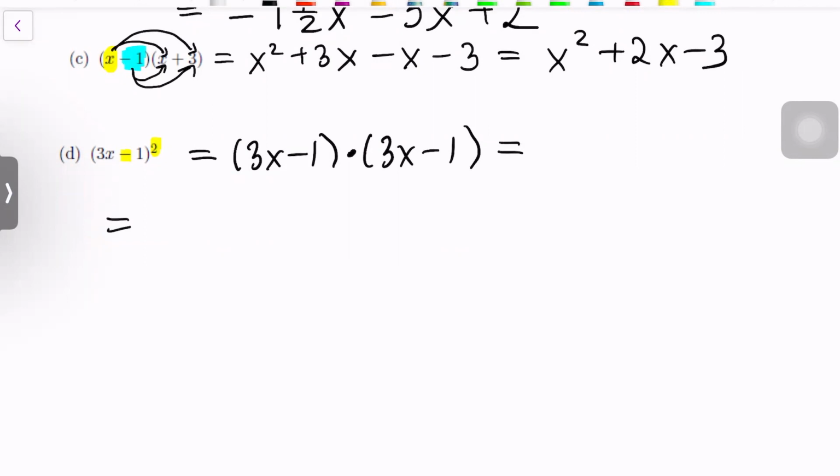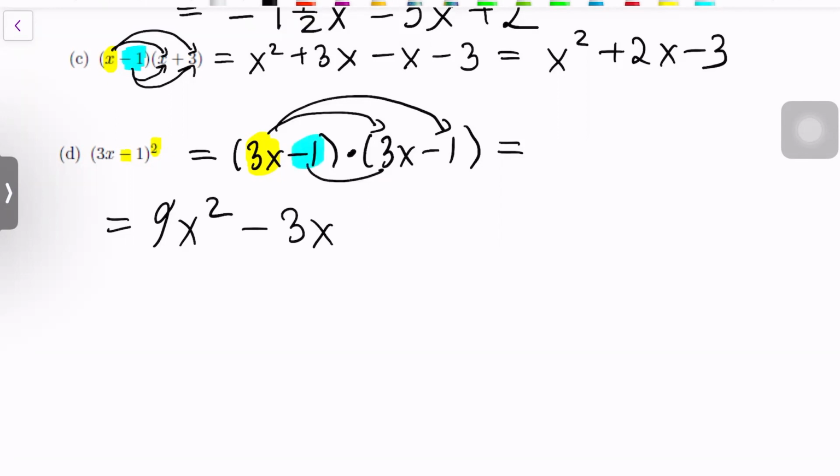So first, grab 3x and multiply. So that 3x times 3x will be 9x squared. So notice both 3 and x have to be squared. Then 3x times negative 1 is negative 3x. And then you're going to move to the second term, negative 1, and do the same. Negative 1 times 3x is negative 3x. Negative 1 times negative 1 is positive 1.